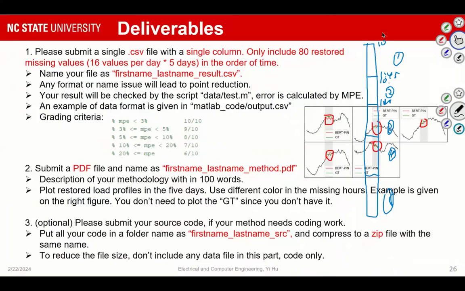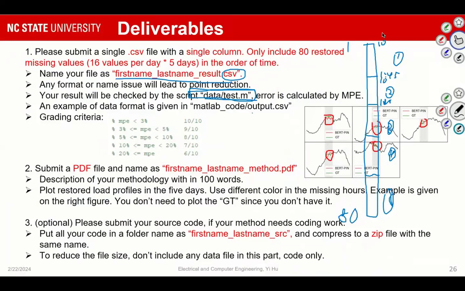The first day from 10 to 2, the second day from 10 to 2. So you get 80 values. Don't include anything else in the CSV file. No title, no index, nothing else, just 80 values in one column in the order of time. Okay, and the name of the file is defined here. This is the test file you can use to evaluate your accuracy.